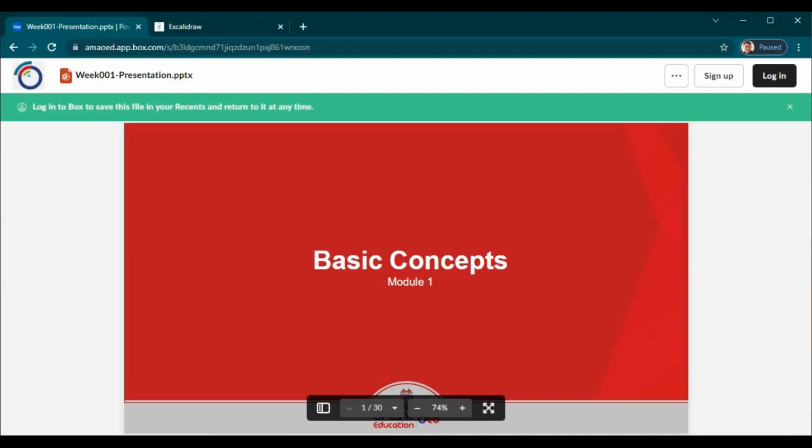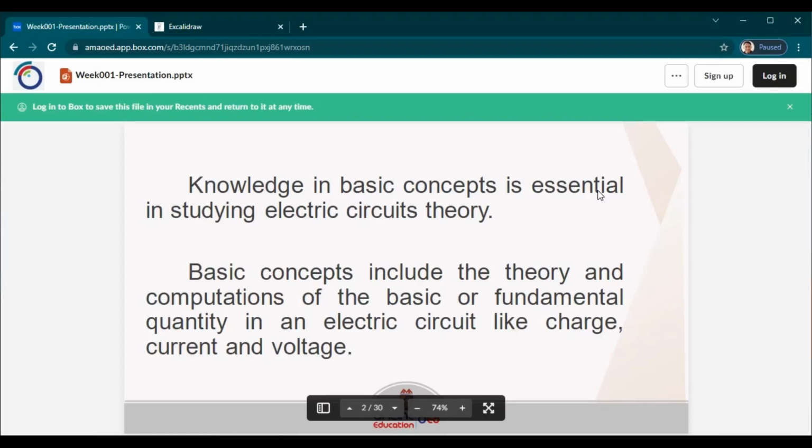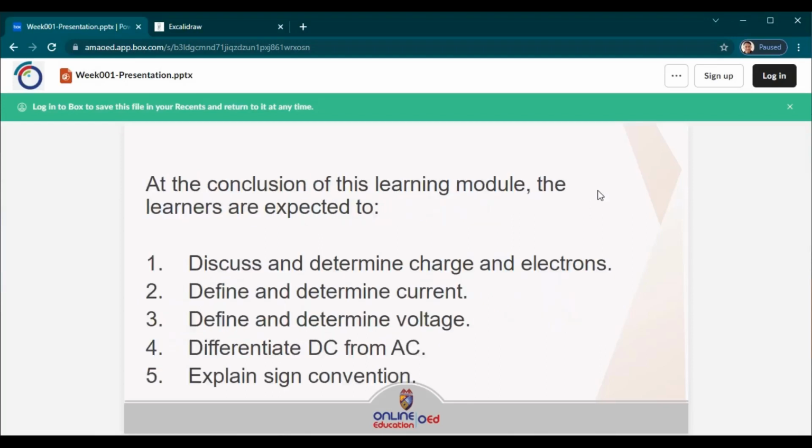Okay, so for this module, we will talk about the basic concepts. For the introduction, knowledge in basic concepts is essential in studying electric circuits theory. Basic concepts include the theory and computations of the basic or fundamental quantities in an electric circuit like charge, current, and voltage.